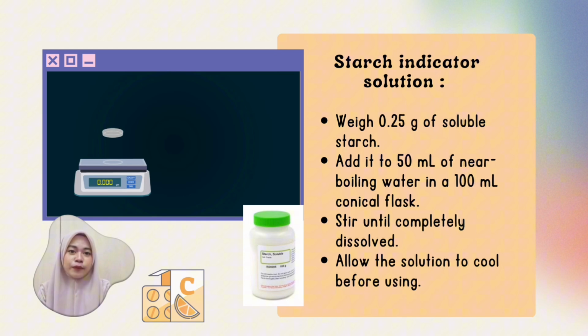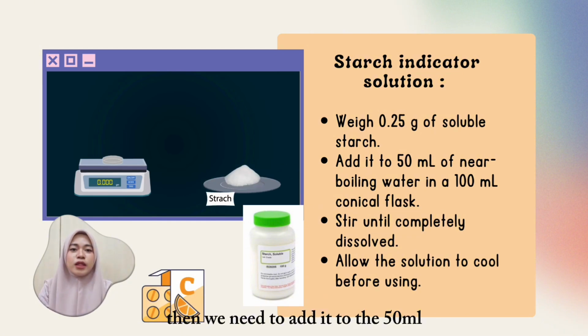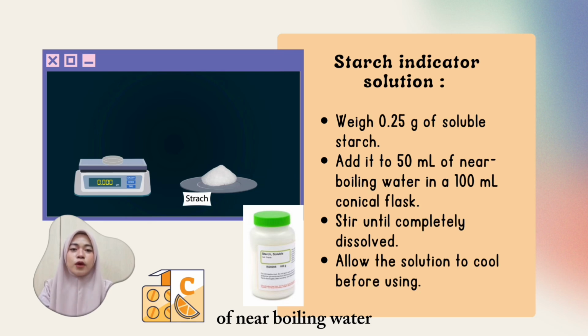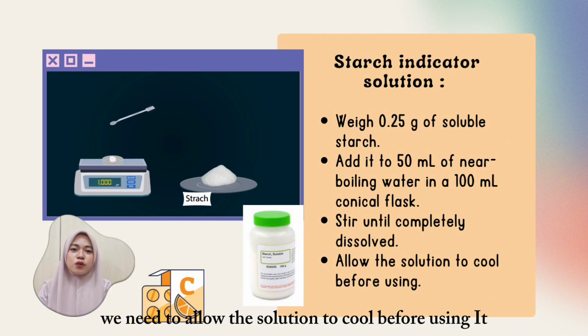For the starch solution, first, we need to weigh 0.25 gram of soluble starch. Then, we need to add it to 50 milliliters of near boiling water in a 100 milliliter conical flask. We need to stir until it completely dissolves. Lastly, we need to allow the solution to cool before using it.